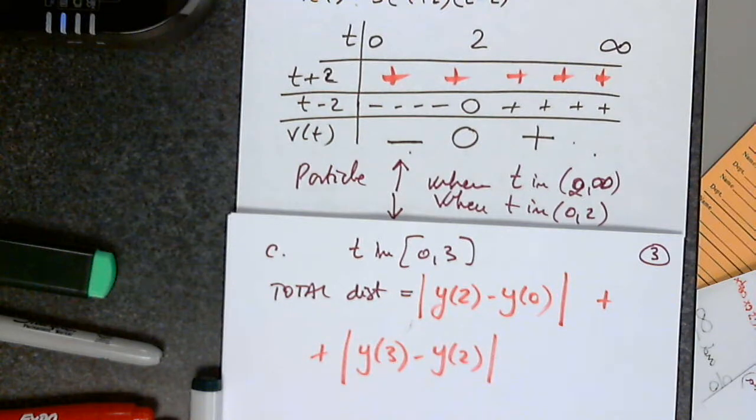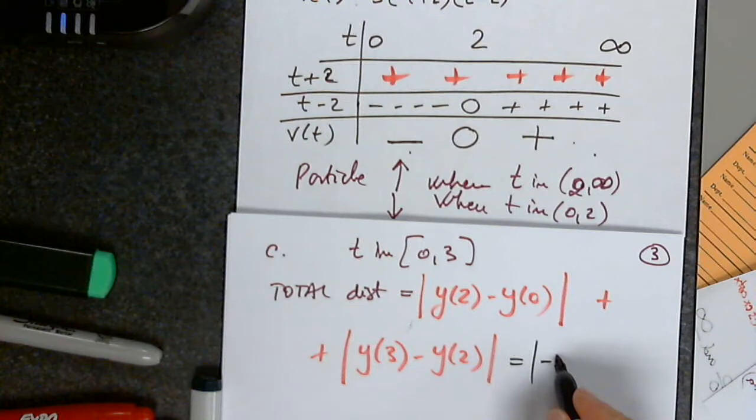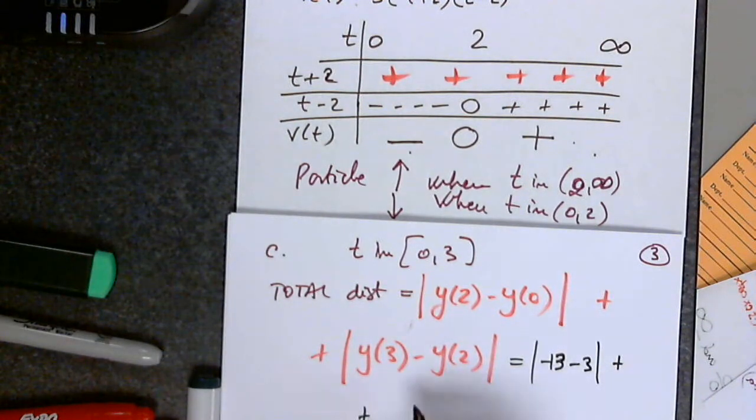Of course, it went back to the wrong screen. Okay. That's not what I meant. Table set. Of course. So second and table. So I want 0, 2, and 3. So y of 2 minus y of 0 will be negative 13 minus 3, the absolute value of negative 13 minus 3, plus y of 3 would be negative 3 minus negative 13.